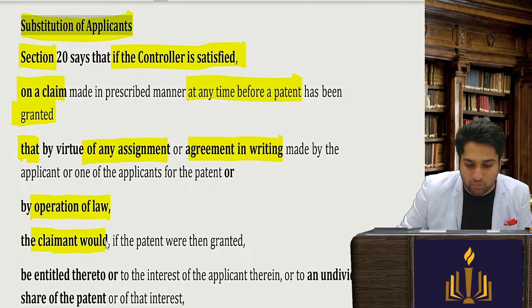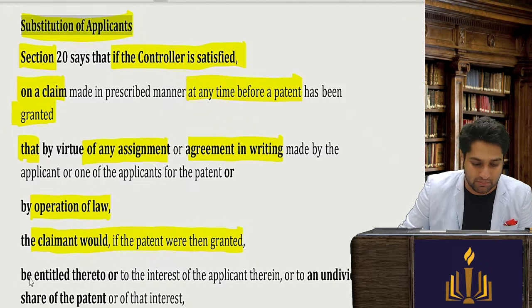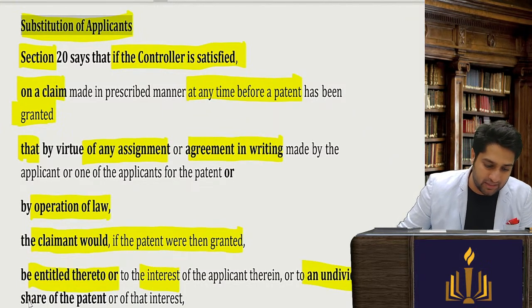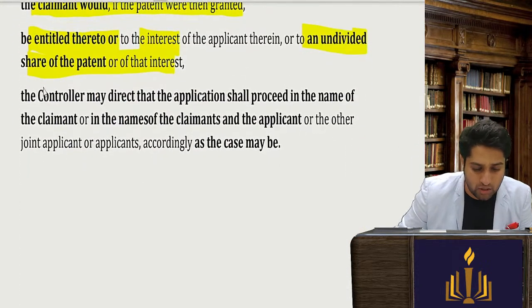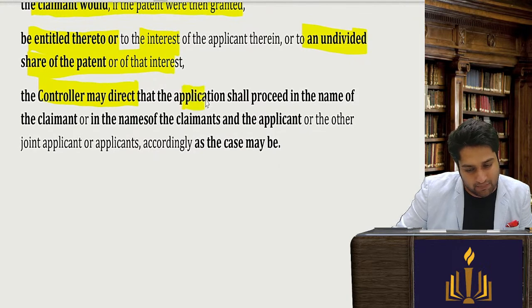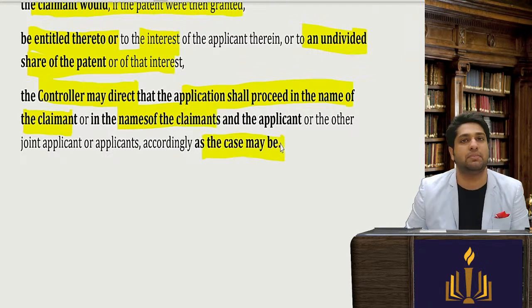that the claimant would, if the patent were granted, be entitled thereto or have interest or an undivided interest in the particular patent. Then the controller may direct that the application shall be proceeded in the name of the claimant and in the name of the claimants, as the case may be.